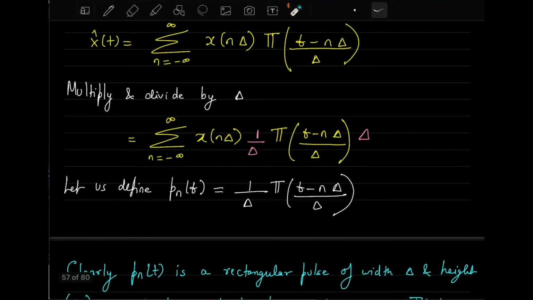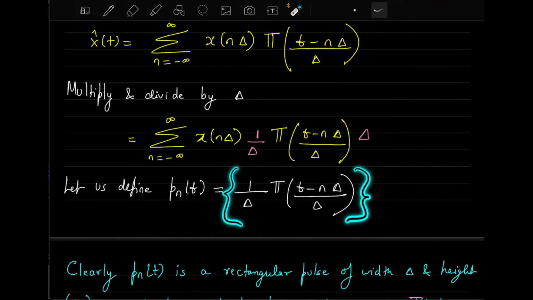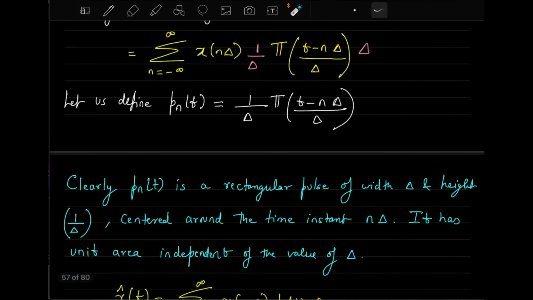So now the trick is you apply 1 by delta and you multiply by delta. This term over here, you call it a pulse function. This is basically p_n(t), which we are replacing by this thing. And you can see now that this rectangular pulse has a width of delta, as you already know, and height 1 by delta. It's centered around n delta, and the area is independent of the value of delta, because the width is delta and the height is 1 by delta.